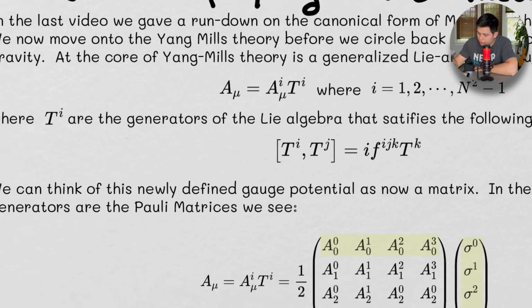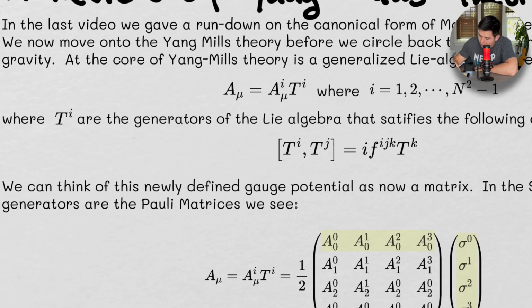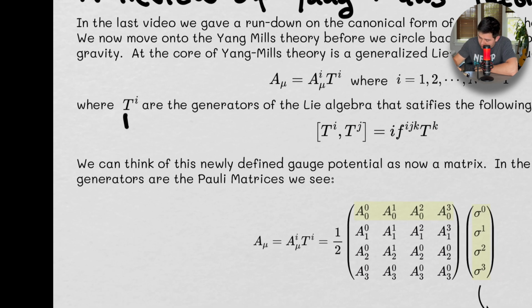So we have these guys here. They can be Pauli spin matrices, or they can be the Gell-Mann matrices.